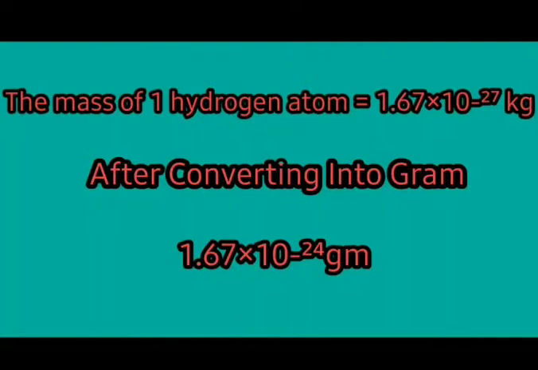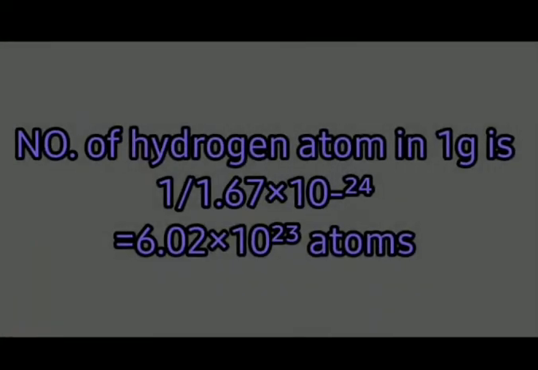So the number of hydrogen atoms in 1 gram equals 1 by 1.67 into 10 to the power minus 24 atoms. If you divide, you will get 6.02 into 10 to the power 23 atoms. That is the number of hydrogen atoms in 1 gram. If you ask in moles, you have to say 6.022 into 10 to the power 23 atoms.